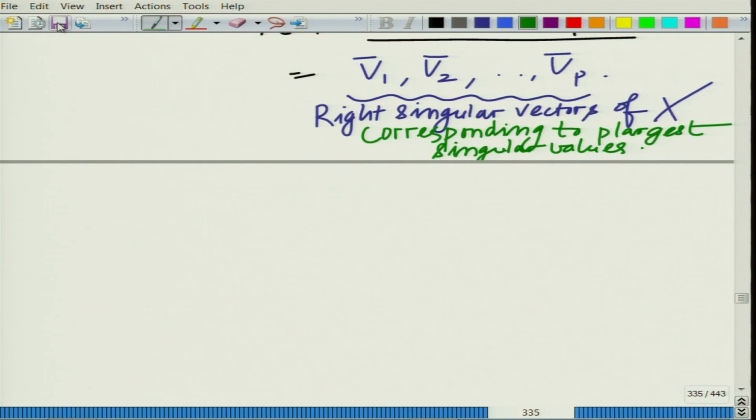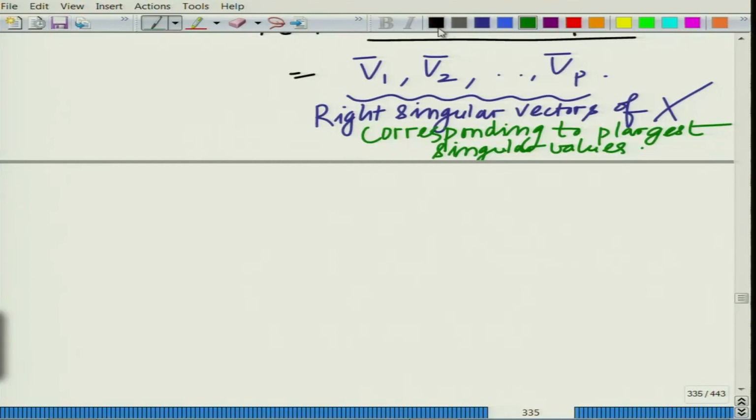And therefore, the principal components are given by the projection of the data vectors along these principal axes. So, how do you get the principal components? To obtain the principal components, take the projection of each data vector x bar i along these principal axes.